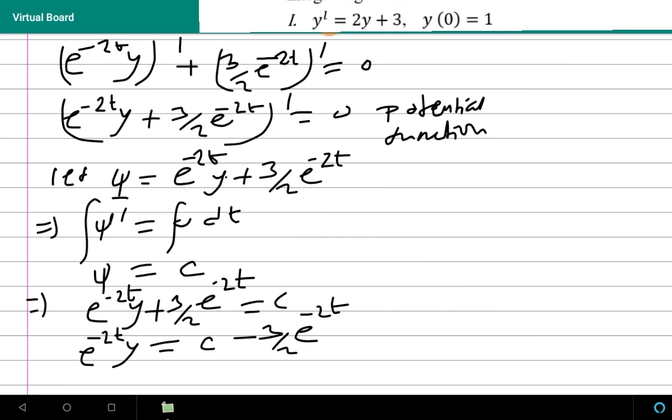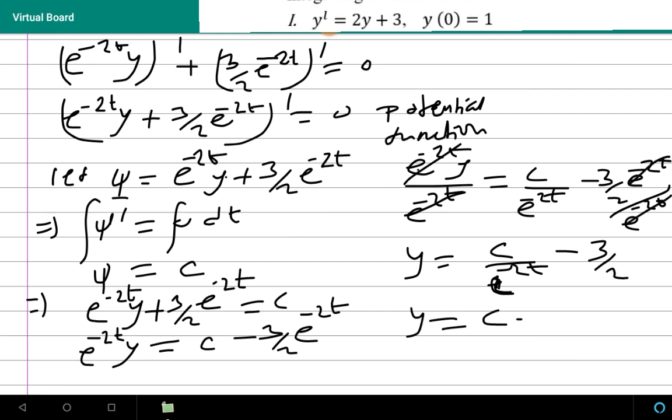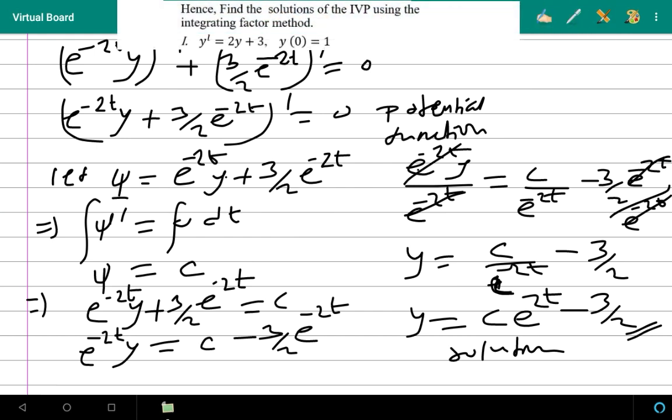So we divide through by e to the power negative 2t, so I have e to the 2t y divided by e to the 2t is equal to c divided by e to the negative 2t minus 3 over 2 e to the 2t divided by e to the negative 2t, and this is going to cancel, leaving y equal to c over e to the negative 2t minus 3 over 2, because this is also going to cancel this, and this can be rewritten as c e to the power 2t minus 3 over 2, and this is the solution to the differential equation we have solved.